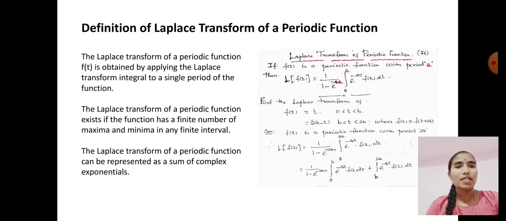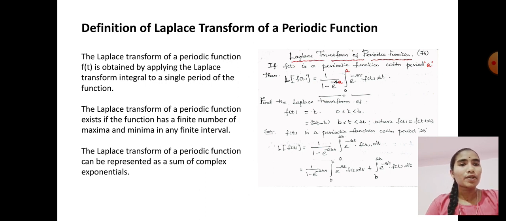Definition of a Laplace transform of a periodic function. The Laplace transform of a periodic function f of t is obtained by applying the Laplace transform integral to a single period of the function. The Laplace transform of a periodic function exists if the function has a finite number of maxima and minima in any finite interval. The Laplace transform of a periodic function can be represented as a sum of complex exponentials.